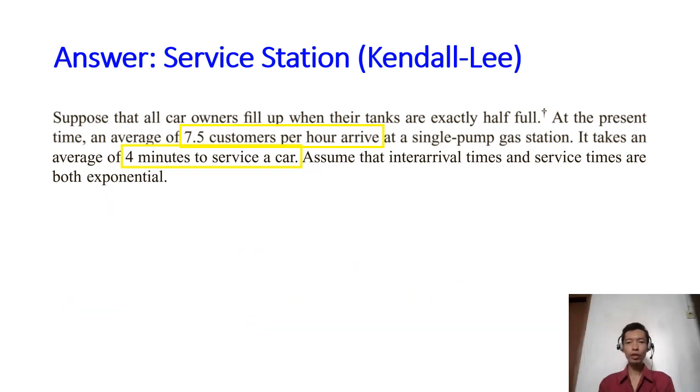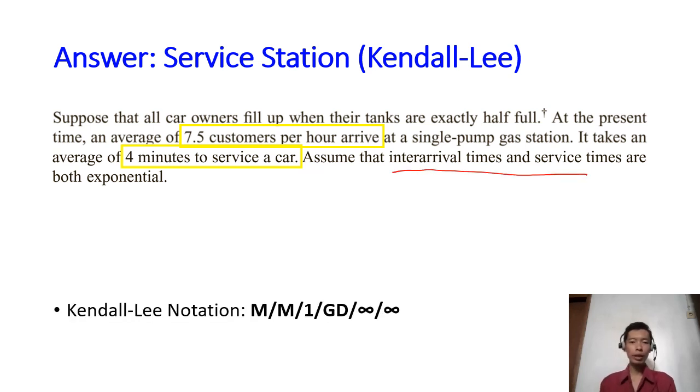Same as before, first we define this queuing system in terms of Kendall notation. Because the interarrival times and service times are exponential, we have M/M here in the notation, and then we only have a single pump gas station, so it is 1 here. There's no information about the other three characteristics, so we just write down GD infinity infinity. Okay, so that is the Kendall notation for this system.